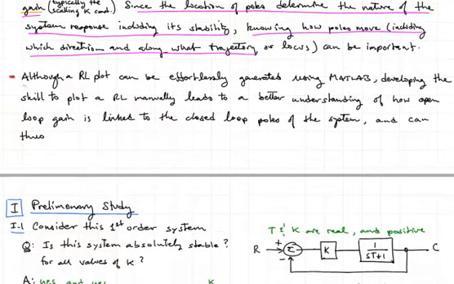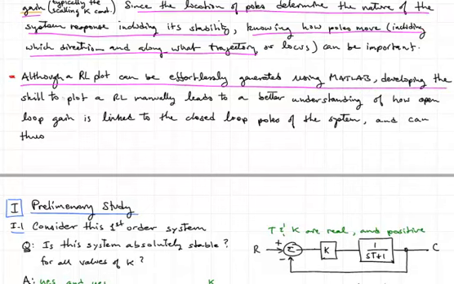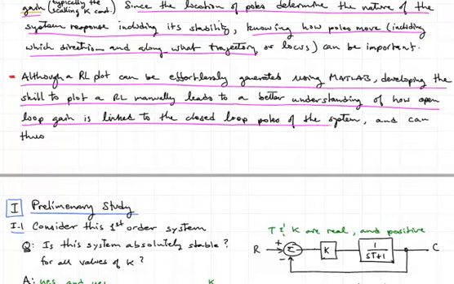So although the root locus plot can be effortlessly generated using MATLAB, developing skill to plot a root locus manually leads to a better understanding of how open loop gain is linked to the closed loop poles of the system, and can thus guide us as to where we should place our compensator poles.